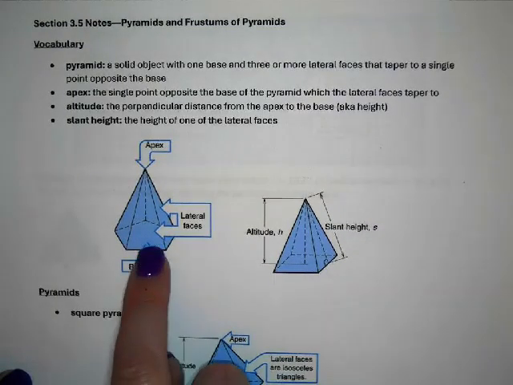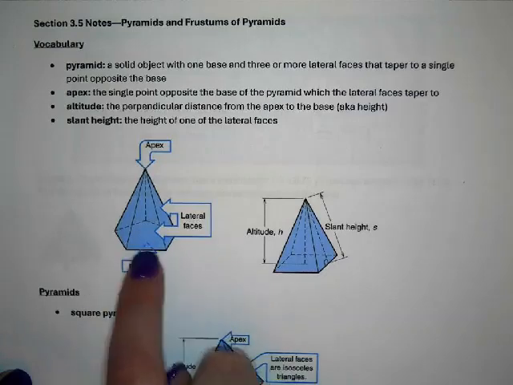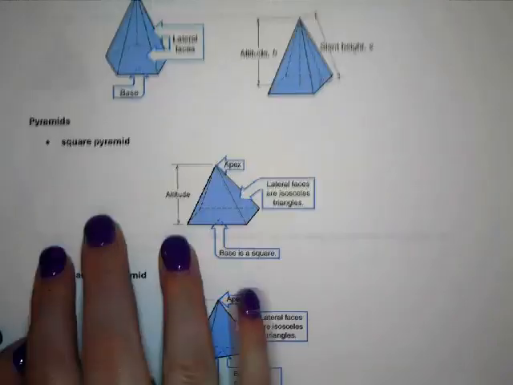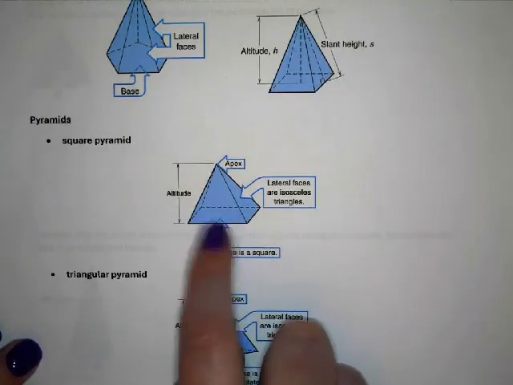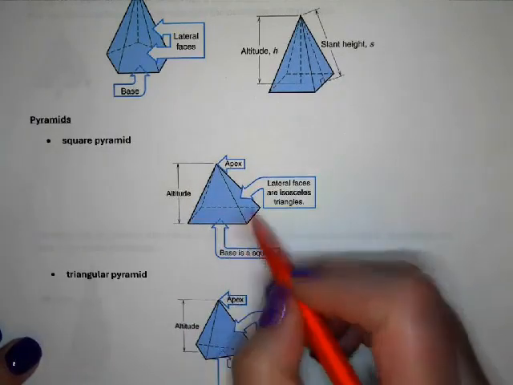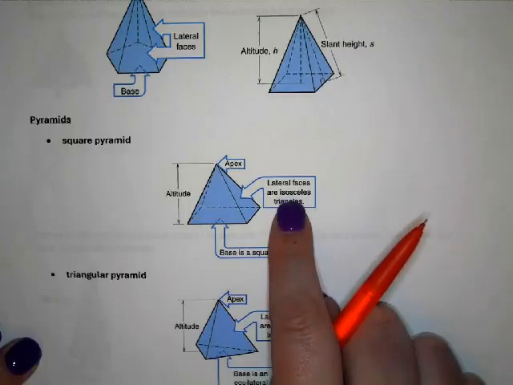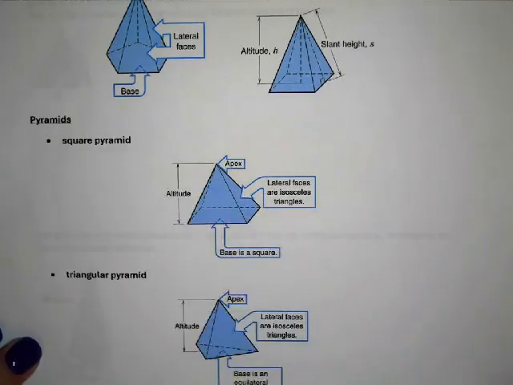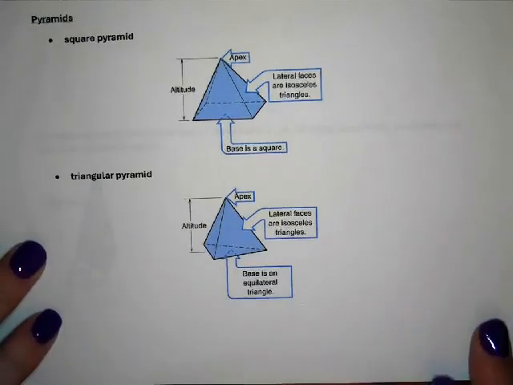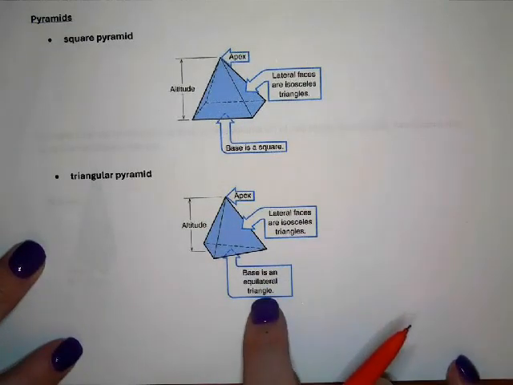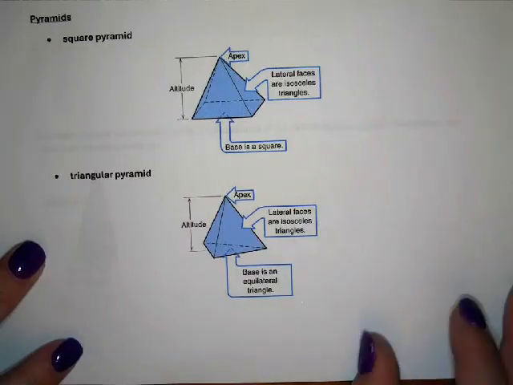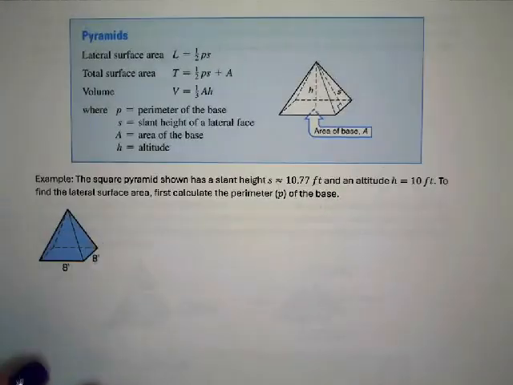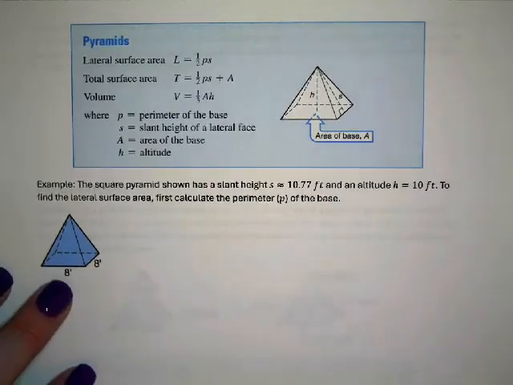All right, so in this example right here, the base had 1, 2, 3, 4, 5 sides. So this would be a pentagonal pyramid. Here we have a square pyramid. Because this is a square pyramid, that means the lateral faces are isosceles triangles. The two sides would be the same length. We have a triangular pyramid. The base is an equilateral triangle, and then the lateral faces are isosceles triangles. And of course, we could have all other types of pyramids as well.